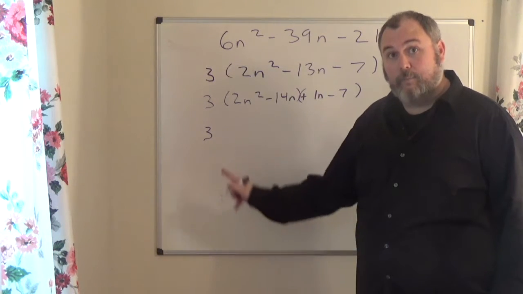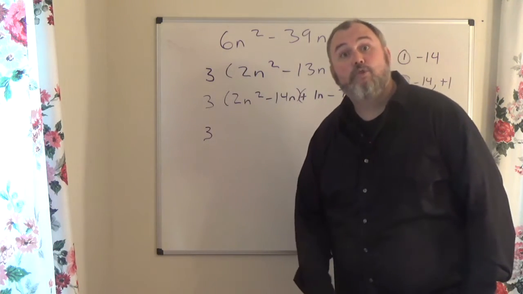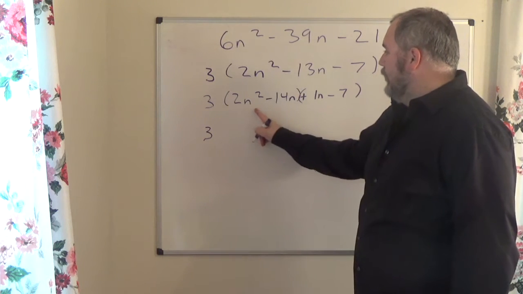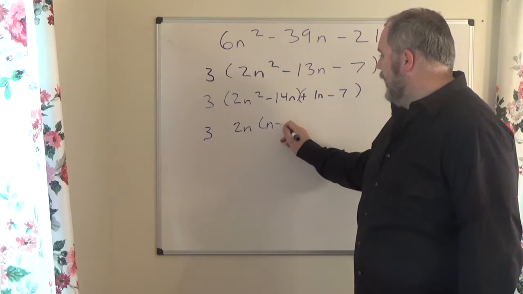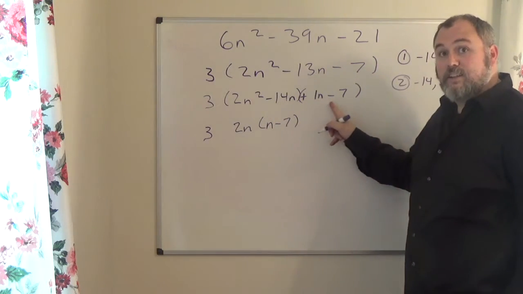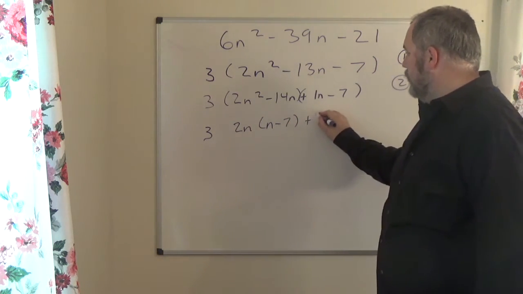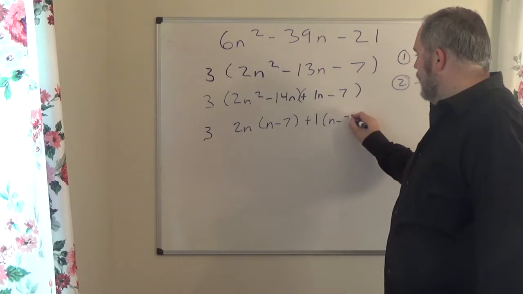I don't want to forget it. I'm going to keep writing him down so I don't lose him. Alright, this is going to be factored out by 2n, and that's going to give me n minus 7. I'm going to factor this out by positive 1, or plus 1, and I get n minus 7 again.